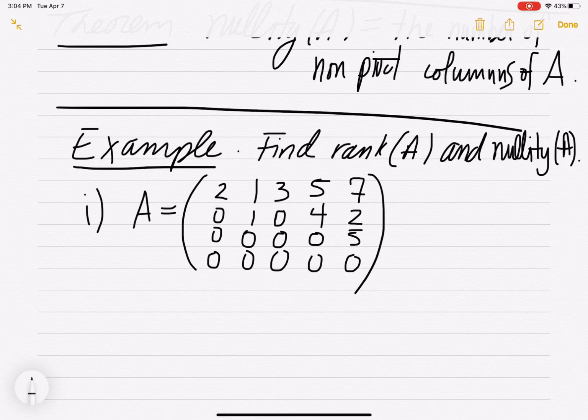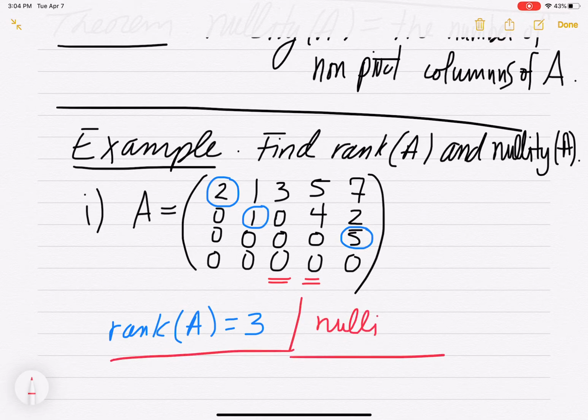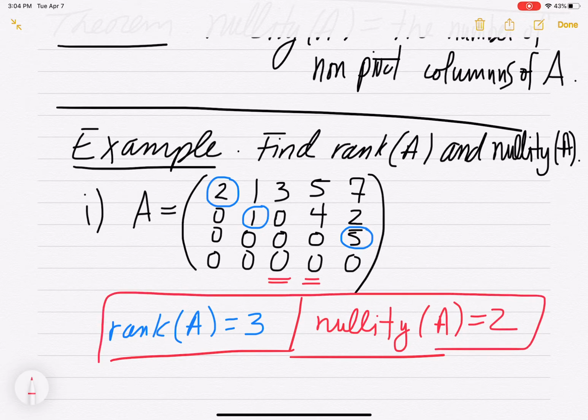So I want to find the rank of this matrix. To find the rank, also known as the dimension of the column space, I'm just going to look at the pivot columns. So columns 1, 2, and 5. So we have rank of 3, right? 3 pivot columns. As for our non-pivot columns, they would be 3 and 4. So the nullity of A, that's your number of non-pivot columns. That's going to be 2. Rank is 3, nullity is 2.